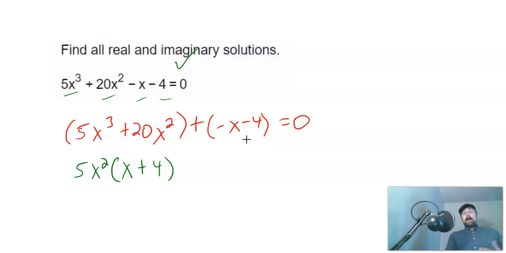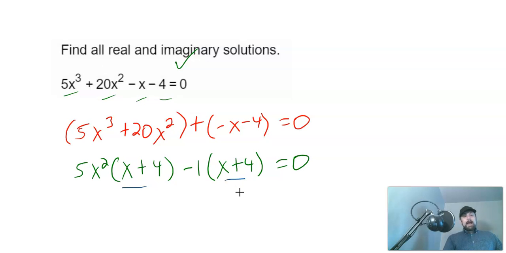The second group actually does not have a common factor, but we want these to match. So I don't want them to be negative. I want them to be positive. So I will factor out a -1. And that'll leave me with positive x and positive 4. And now these parentheses match. And that's really essential for factor by grouping to work.